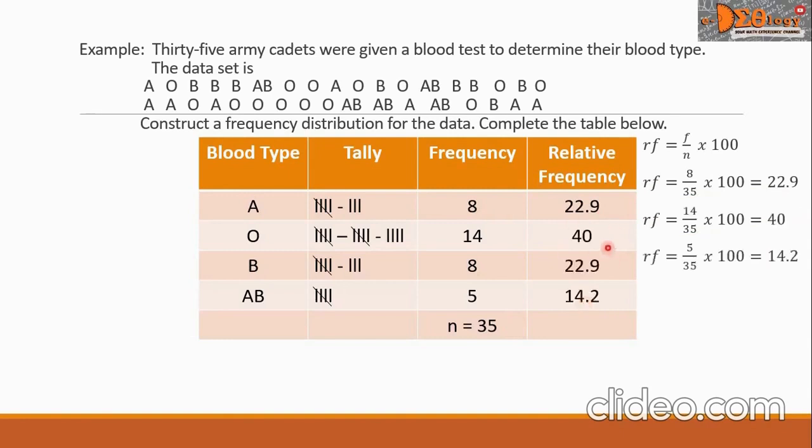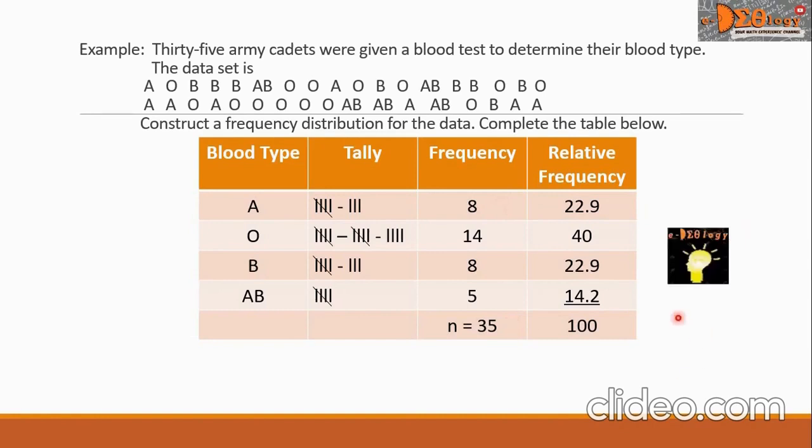So we have this number 40. It comes from 14 divided by 35 times 100. This 22.9 here is the same with our relative frequency of the blood type A because they have the same frequency. So we use the same computation. Now, the 14.2 comes when we have this 5 divided by 35 times 100. And then let us take the summation of the relative frequency, and this must be equal to 100. By the way, the relative frequency of each category describes the frequency of the category in relation to the total frequency. And this is our final answer.